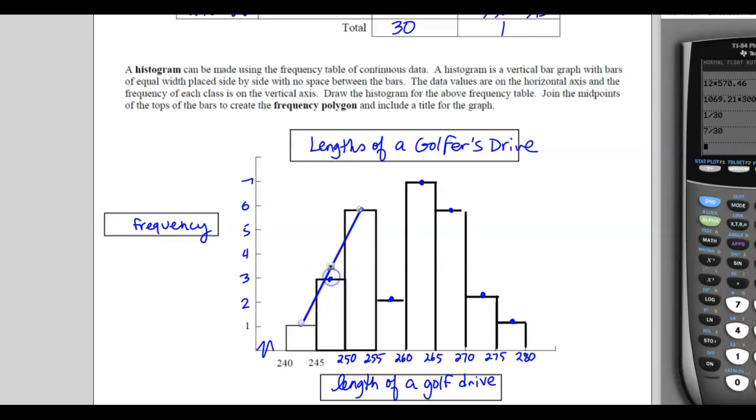So here, I'm going to go down. Okay, and then I'm going to do another one here, and then another one here. So you're joining with straight lines. And that's why it's called a frequency polygon. Polygons are made up of straight sides. And so if we were to join this with, say, 0, 0, and the horizontal axis, it would form what we call a polygon. Okay, so just be aware of that.